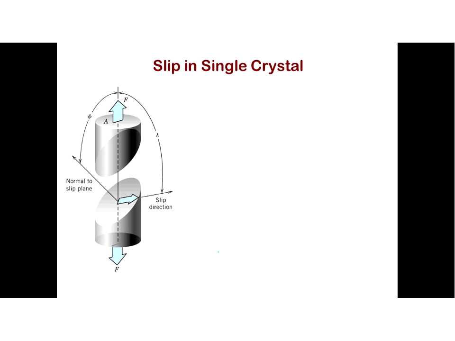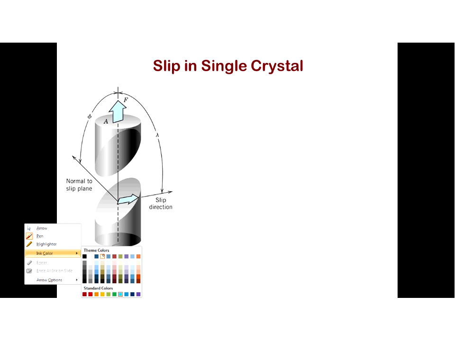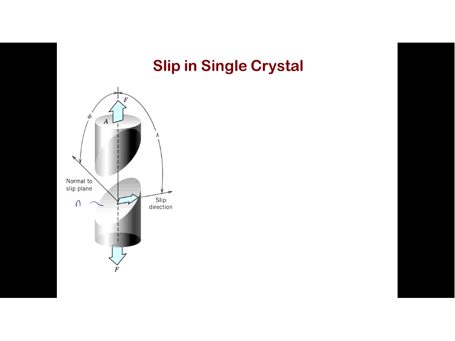So let's look at slip in a single crystal, and what happens as we apply a force to a single crystalline material. Here I have a cylindrical specimen with a cross-sectional area A, and we've cut it in half, where we're looking at the slip plane, and that slip plane has an area we're going to call A prime.